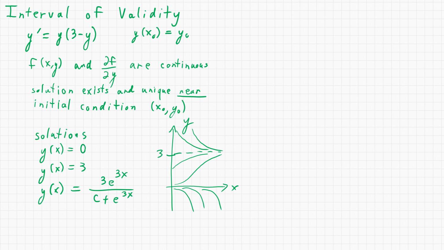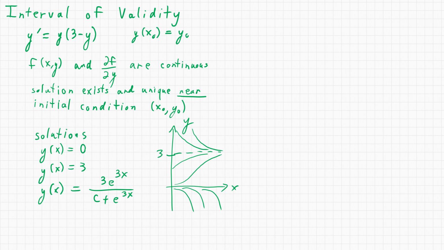So this one is a little interesting. It ends up having three separate solutions that don't quite fit into the general one. We have y equals 0 as one solution, y equals 3 is another, and then y of x equals 3 times e to the x over a constant plus e to the 3x. And if you draw a direction field and plot that stuff out, it ends up looking something like this.